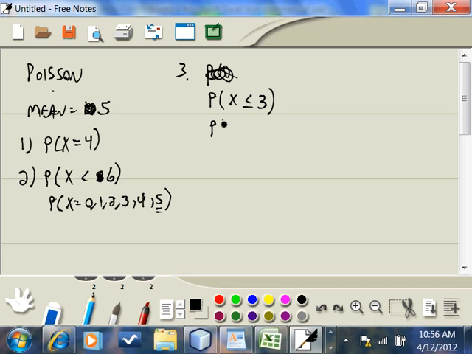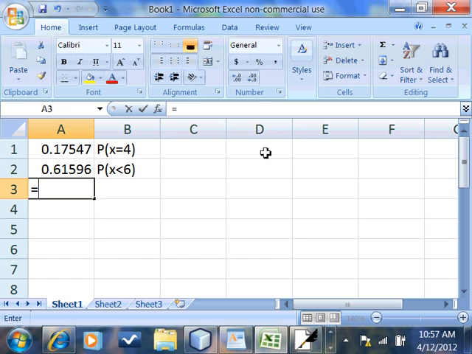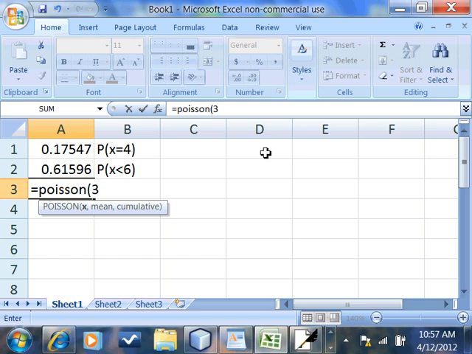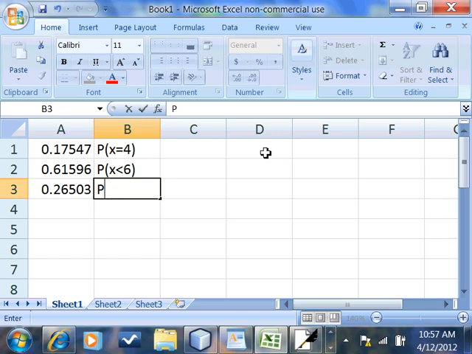Let's say probability x is less than or equal to 3. Well, less than or equal to 3 is 0, 1, 2, and 3. It includes 3 since it's less than or equal to. So again, our ending number going from 0 up to a number is 3, so keep that 3 in mind. Over here, we're going to say equals Poisson, and the ending number, 3, our mean is still 5, and cumulative will add up all the probabilities from x equals 0, 1, 2, up to 3. This one's x is less than or equal to 3.